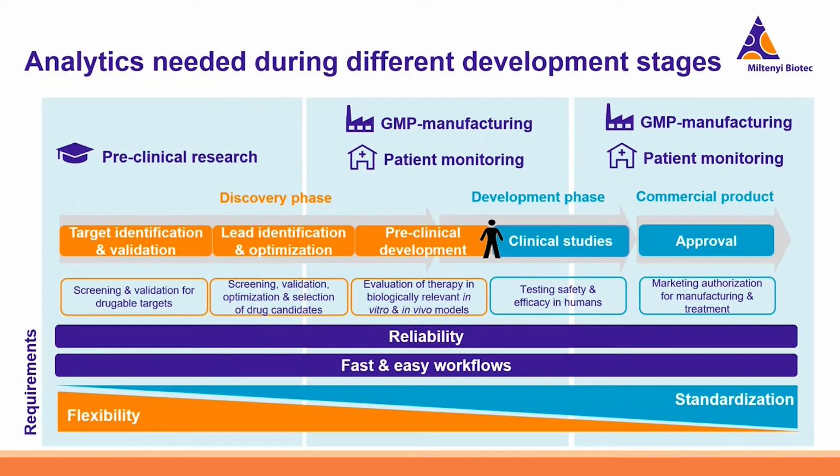When we come back to this figure with the analytical assays in different phases, we can also say that there are different requirements for the assays in the different phases. What we always want, of course, are reliable assays and fast and easy workflows. But when we think about flexibility, this is something that we really need in the discovery phase. Later, when we reach the clinical phases, we don't need the flexibility anymore. We rather want standardization.